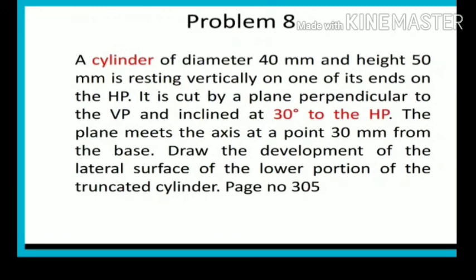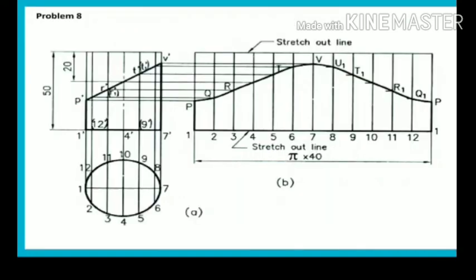The next problem is a cylinder of diameter 40 mm and height 50 mm resting vertically on one of its ends on HP. It is cut by a plane perpendicular to VP and inclined at 30 degrees to HP. The plane meets the axis at a point 30 mm from the base. Draw the development of the lateral surface of the lower portion of the cylinder.